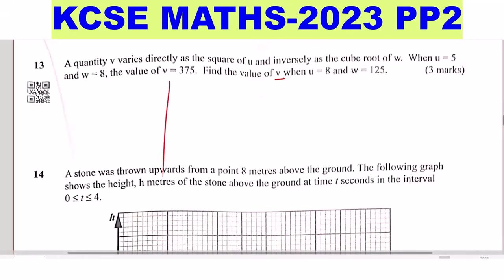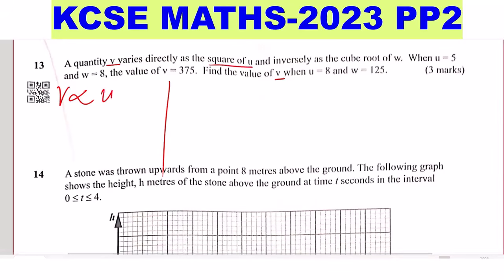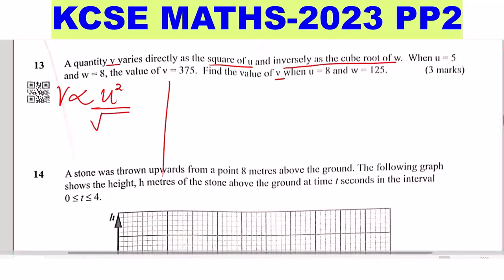So the first thing you're going to do is write this variation. Quantity v varies directly, the sign of proportionality, as the square of u, and inversely as the cube root of w. That is how I write the variation. When you remove the sign of proportionality, because you introduce a constant, v is equal to the constant k, then u squared divided by the cube root of w.